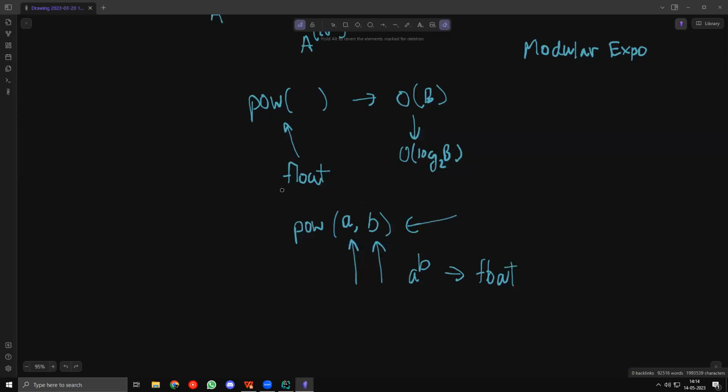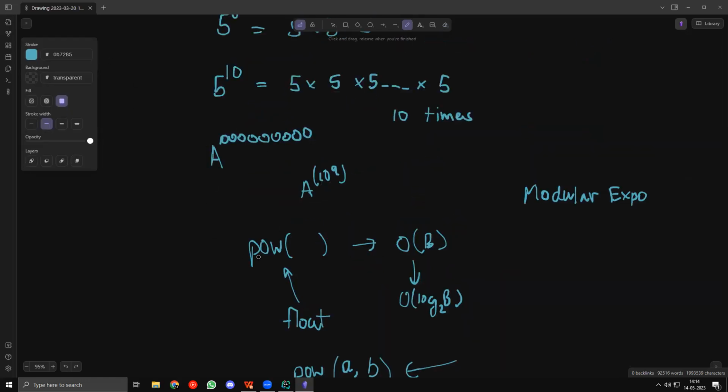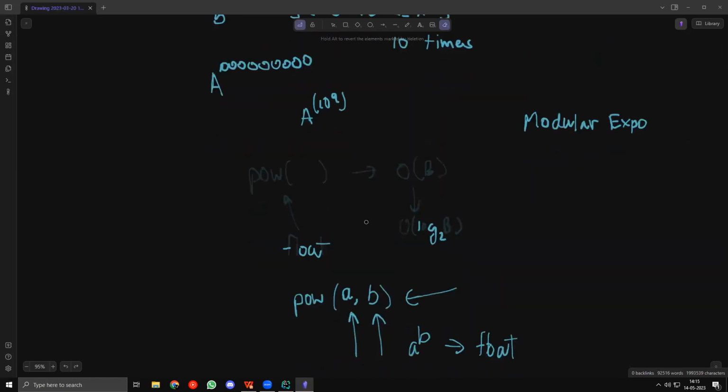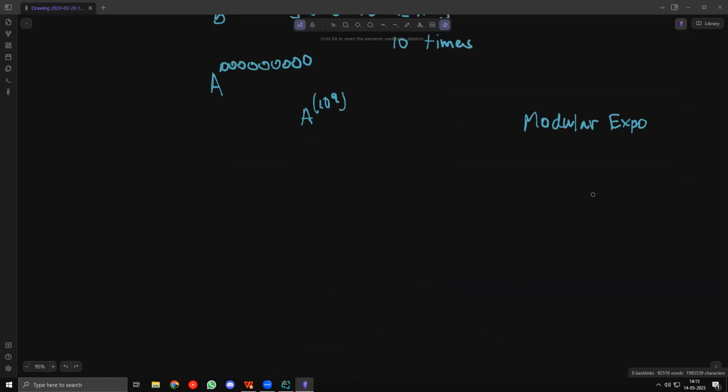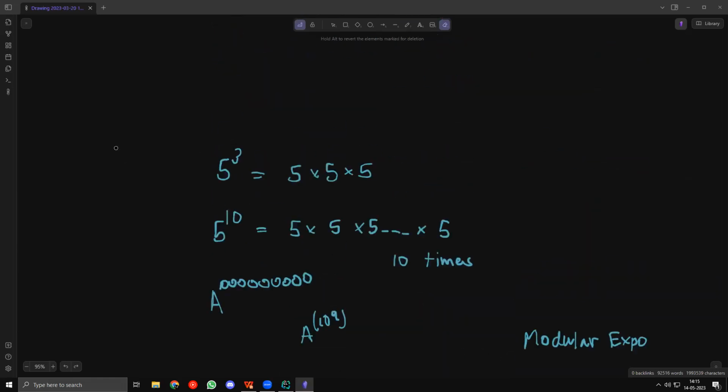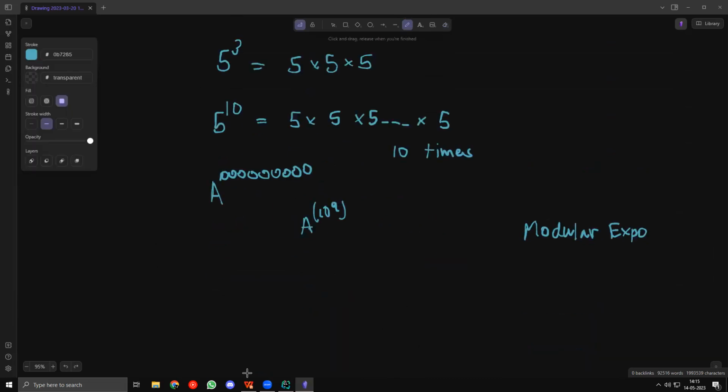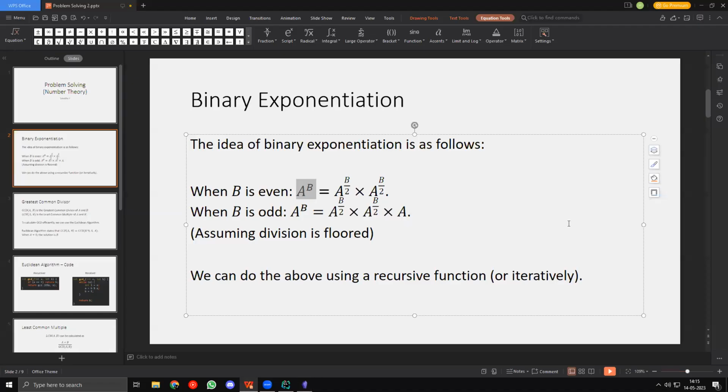So if you're just taking the power of 2 integers, never use this. First of all, we'll just say never use the power function. If you want to take power, always implement your own power function. We will discuss this. Now let's get to how we can do binary exponentiation.